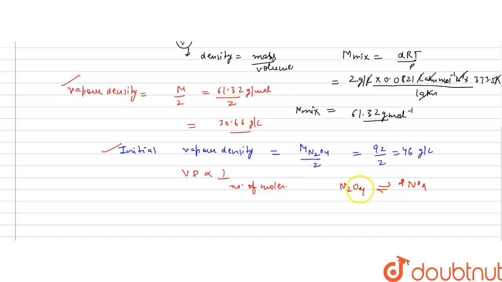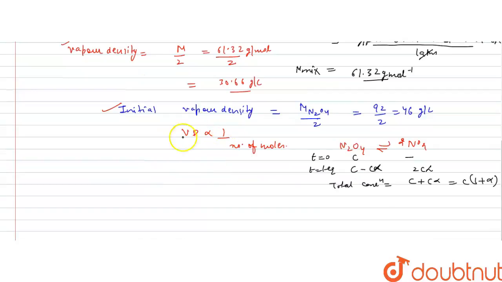So initially, if we say the concentration of N2O4 is C, NO2 is 0 or nil, and at equilibrium, let's say alpha is the degree of dissociation, so N2O4 will be C minus C alpha, and this will be producing 2C alpha of NO2. So the total concentration would be C minus C alpha plus 2C alpha, that is C plus C alpha, which equals C into 1 plus alpha.